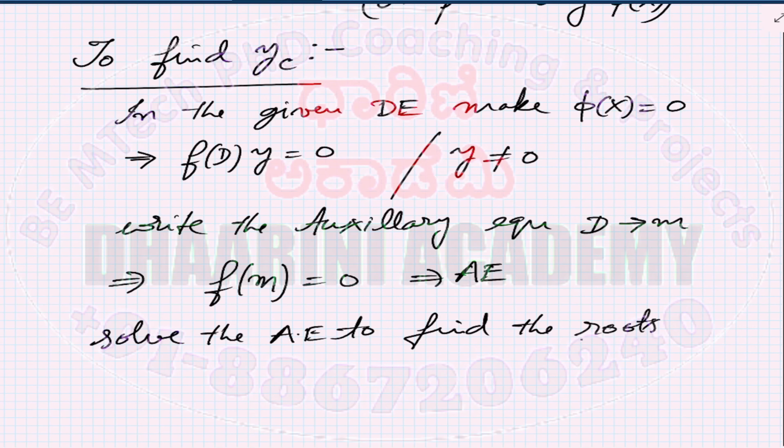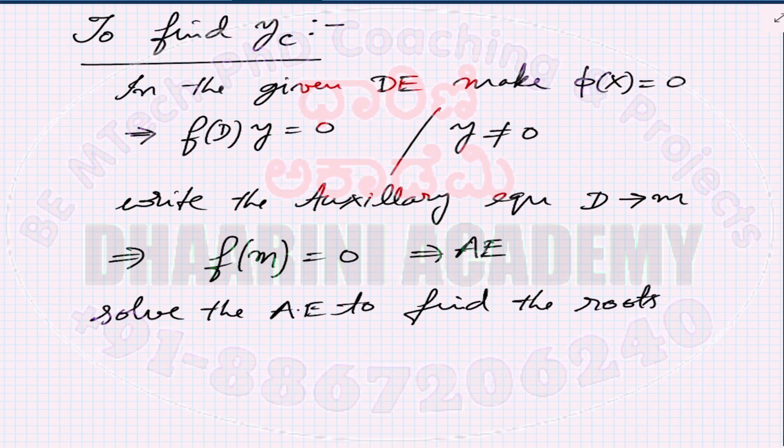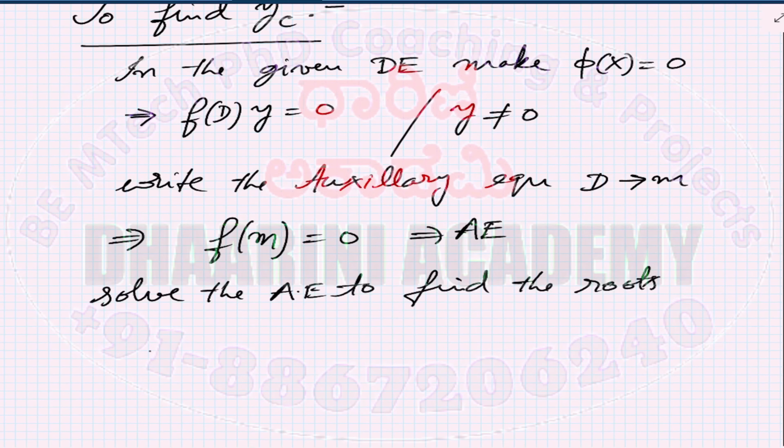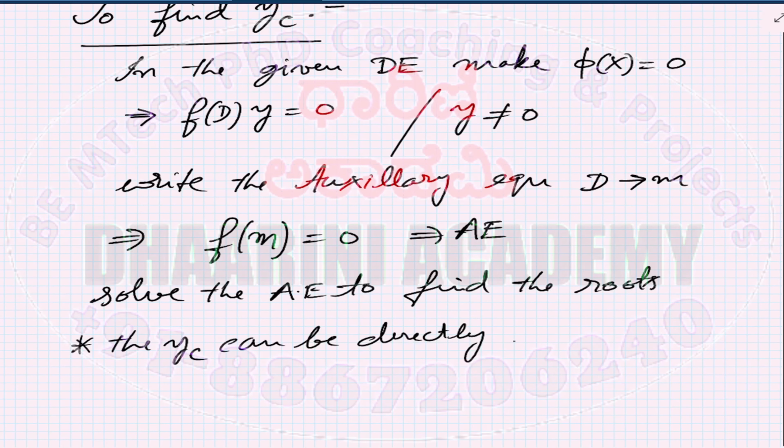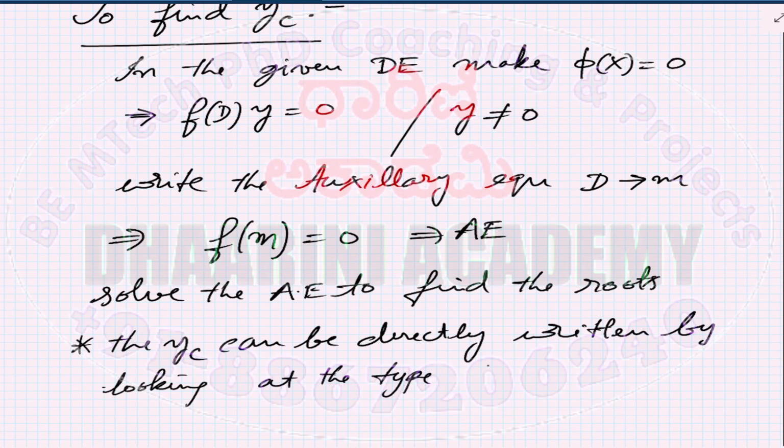When you solve the auxiliary equation, you get the roots. Now the yc depends upon the type of root. So I'll write once again: select the yc. The yc can be directly written by looking at the type of roots.